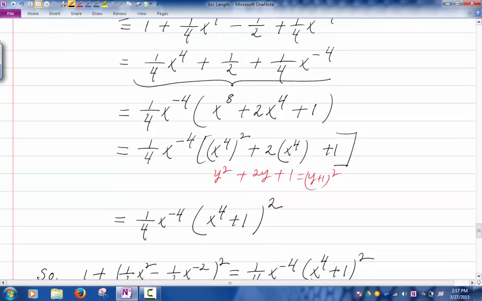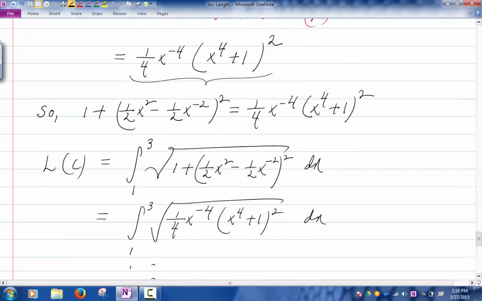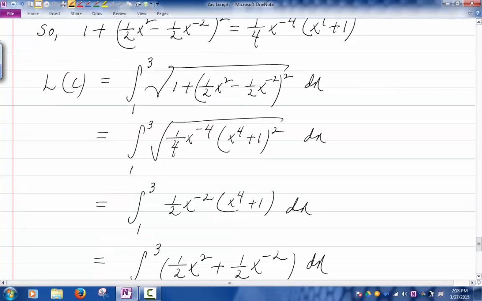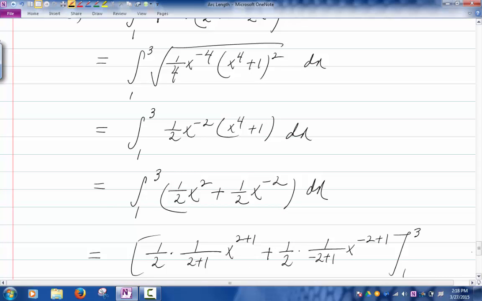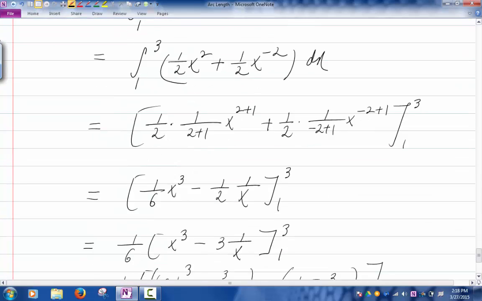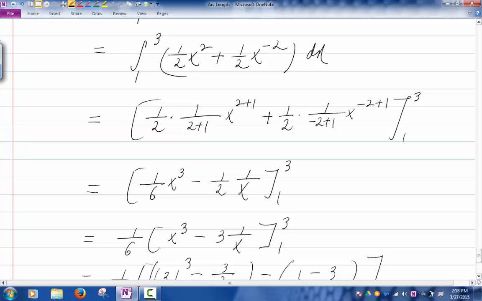And then I'm going to think of x to the 8 as x to the 4 squared plus 2 times x to the 4 plus 1. And then x to the 4, think of that as y. So it will be y squared plus 2y plus 1, which would be y plus 1 squared again. And then you can write that as x to the 4 plus 1, whole squared. So once you have accomplished this, writing the quantity inside the root as a perfect square, now we're going to put that in the square root. If you put it in the square root, you can cancel out the root. You get something like half of x to the negative 2 times x to the 4 plus 1. Multiply it out. You get half x squared plus half x to the negative 2 dx.